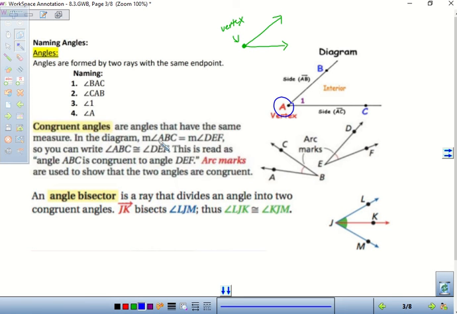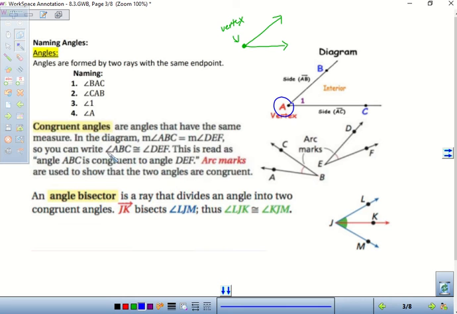Now we're going to talk about what congruent angles are. Congruent angles are angles that have the same measure. In the diagram, the measure of angle ABC is equal to the measure of angle DEF. So, these two angles in the diagram are congruent, okay? See how these two angles are congruent. Now, how do we know they're congruent without them telling us that they're congruent? They have these arc marks here. See these marks right here? See how they have the same mark? That means that those angles are congruent.